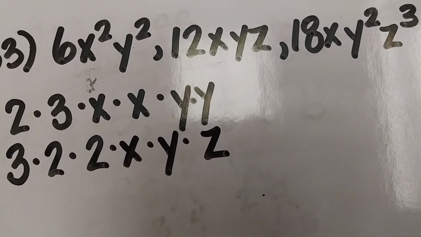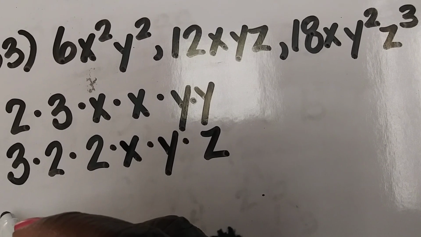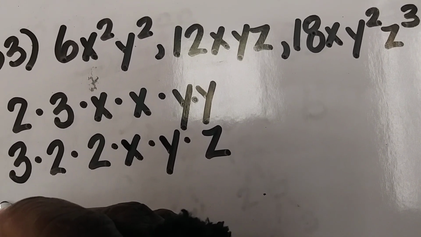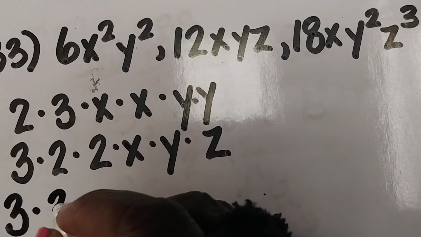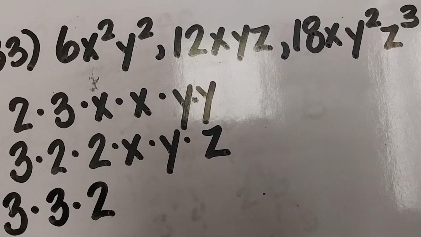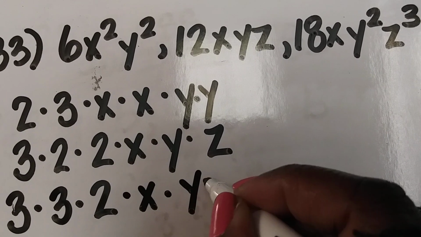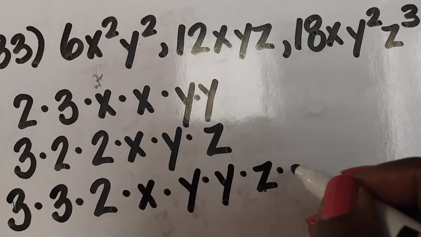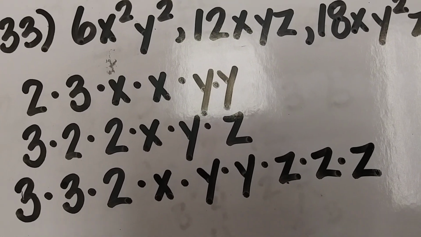If I break down 18, I know 3 times 6 or 2 times 9 is 18. If I do 3 times 6, I have 3 times 3 times 2. And that's 3 times 6 or 9 times 2. I have 1 x, 2 y's, and 3 z's. And we are counting by the exponents.